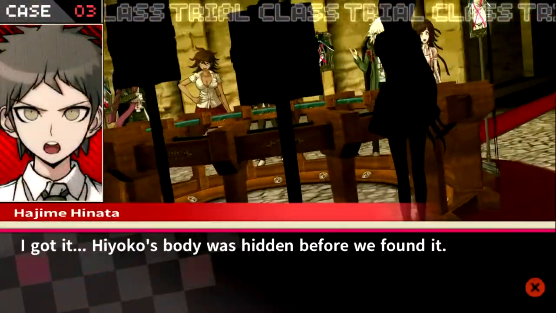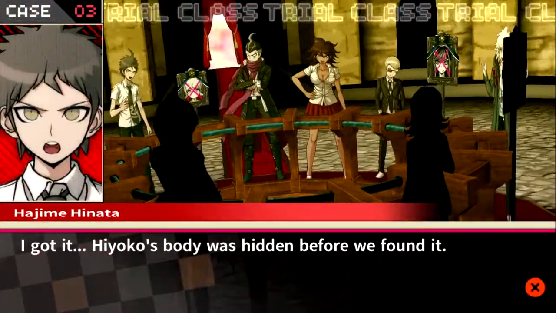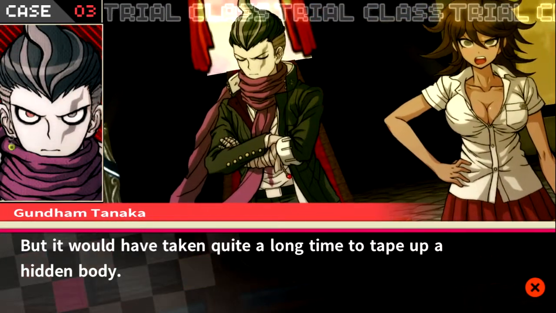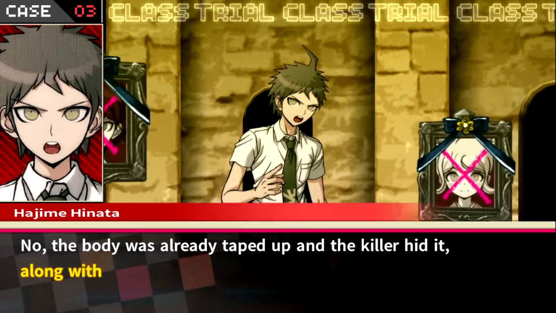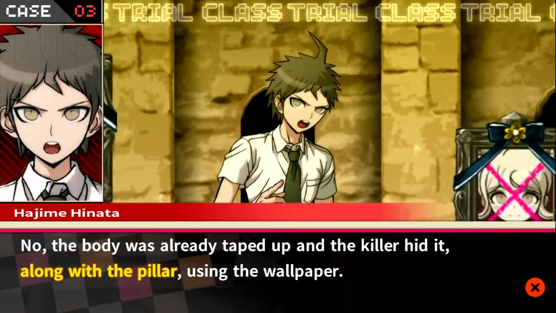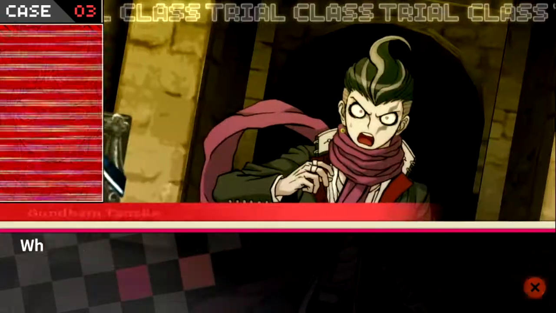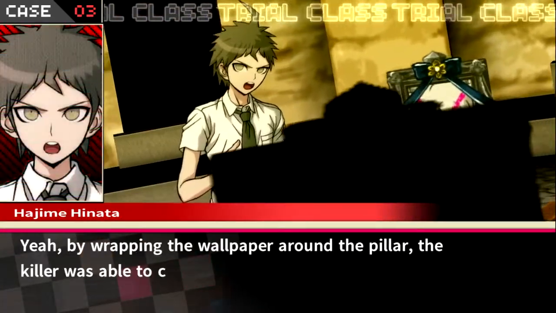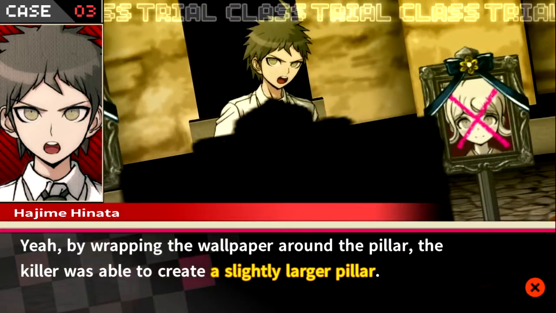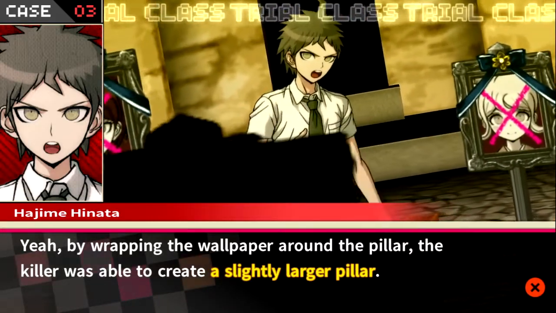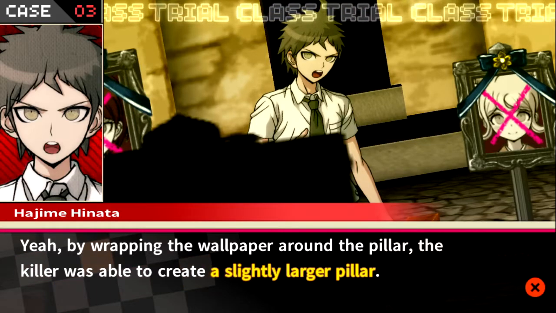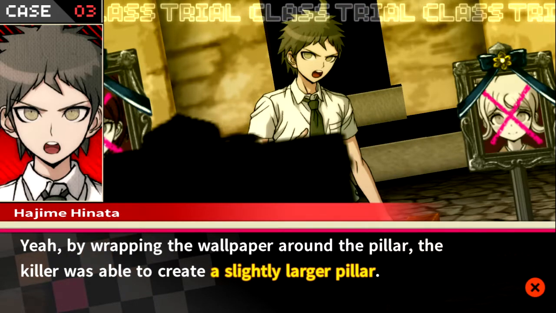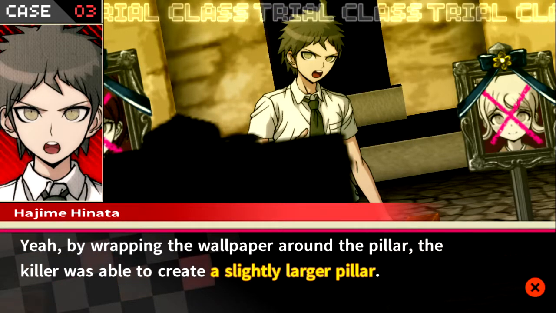I got it. Hiyoko's body was hidden before we found it. But it would have taken quite a long time to tape up a hidden body. No, the body was already taped up and the killer hid it, along with the pillar, using the wallpaper. What? They hid the pillar? Yeah, by wrapping the wallpaper around the pillar, the killer was able to create a slightly larger pillar. And you know, Hiyoko was kind of a childlike frame, so there wouldn't be any bumps poking out awkwardly.